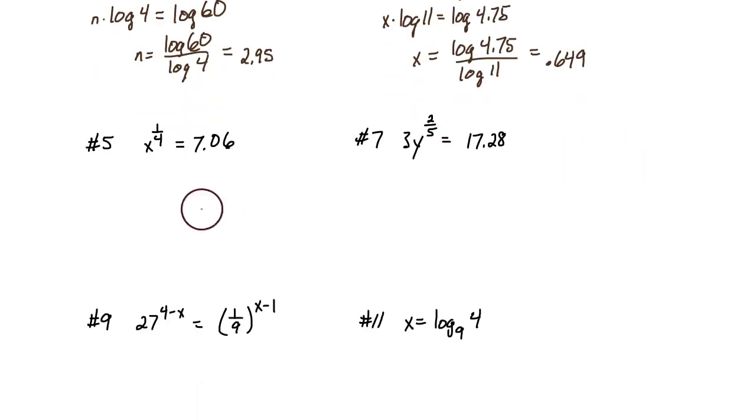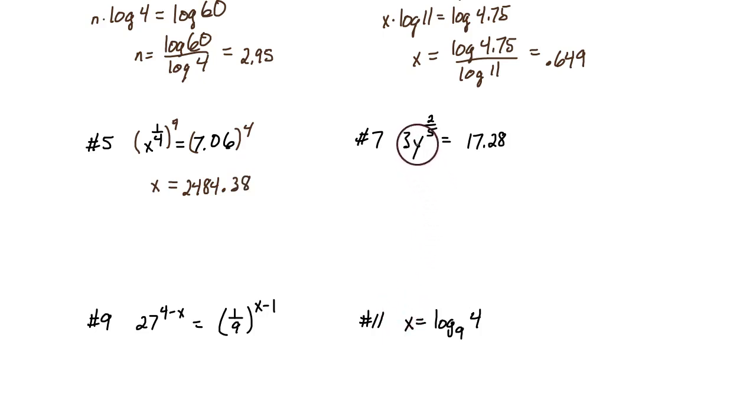Number 5, we have an equation. This time the variable is the base, not the exponent. We can solve this by raising both sides to an exponent that is the reciprocal of this exponent. That would be to the 4th power. That gets the letter x alone. And on the right side, type in 7.06 to the 4th power. The answer is 2,484.38.